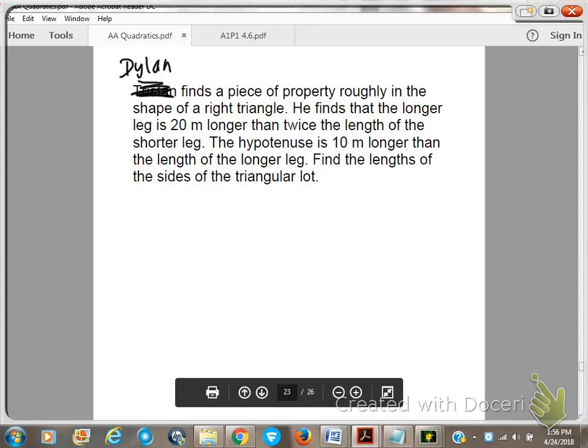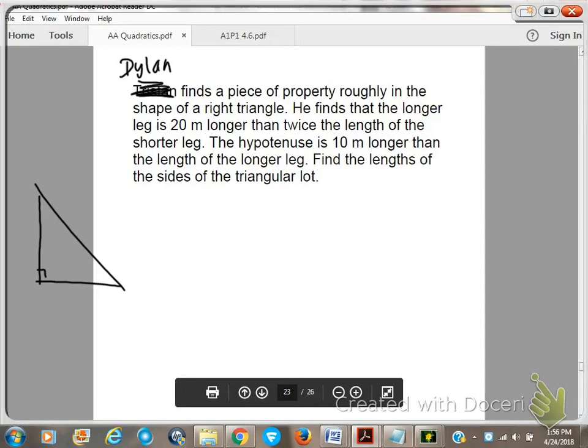What should we do first? Draw a triangle. Good. Specifically, what type of triangle? Right triangle. Good. Are all three sides going to be the same? No. Okay, not my best triangle, but we'll work with it. Roughly in the shape of a right triangle. So, Dylan finds that the longer leg is 20 meters longer than twice the length of the shorter leg.